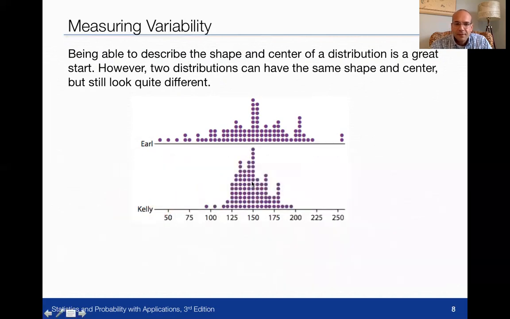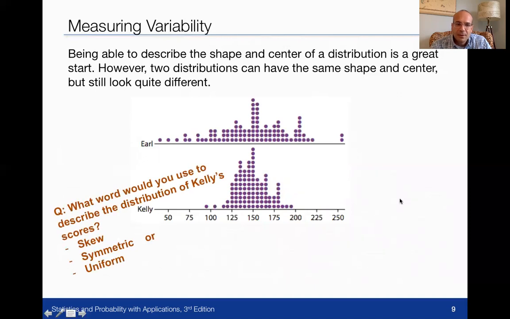Now here's a very different bowler. This is Kelly. And I say very different, but maybe it's not so different. To me, it looks different because there's such a tighter bunching there. But if we were to go through those same two questions, what's the shape of the distribution? Probably, again, go with relatively symmetric. Now, it's a different kind of symmetric than Earl's, but it's still peaked in the middle.